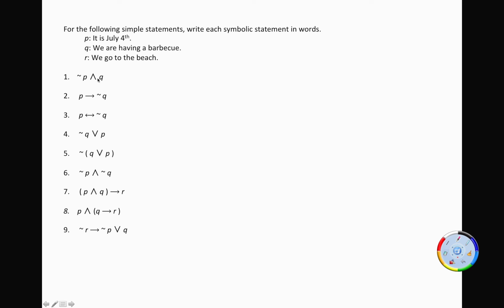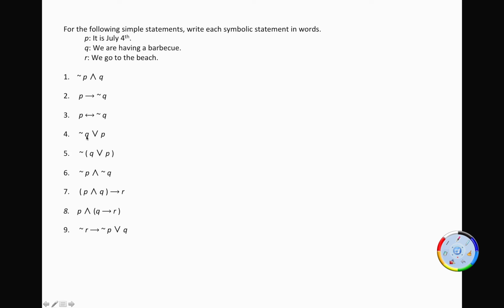All right, not P and Q. It is not July 4th, and we are having a barbecue. Here's an if then. If P, then not Q. So if it is July 4th, then we are not having a barbecue. Here's an if and only if, a biconditional. P, if and only if, not Q. So it is July 4th, if and only if we are not having a barbecue.